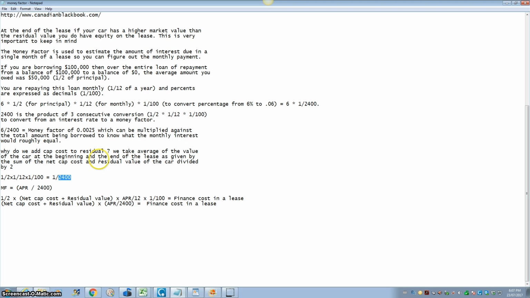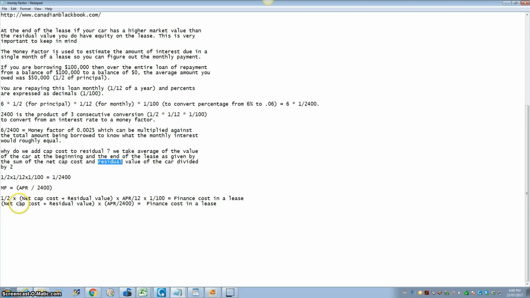the end of the lease. See, at the beginning of the lease it is the net cap cost, okay. Then at the end of the lease it is the residual value. So when you're taking an average, that's why you're summing it and dividing by 2. So that's how 1 by 2 is coming. Okay, and money factor is defined as APR by 2400. So to give an example, if APR is say 6.14%, 6.14 divided by 2400, you will get 0.00255 and so on.